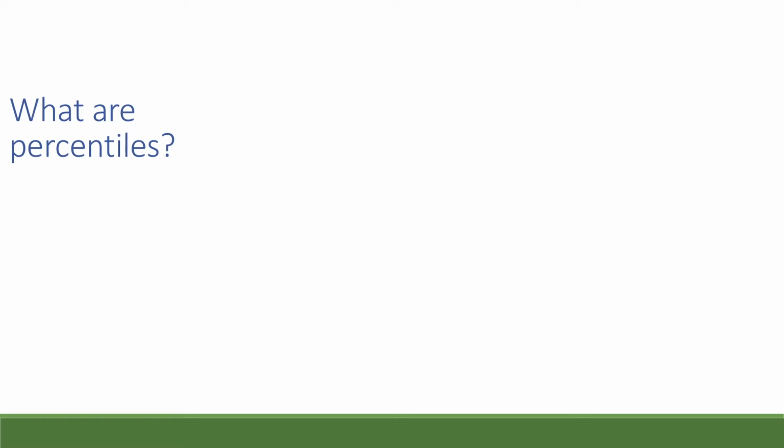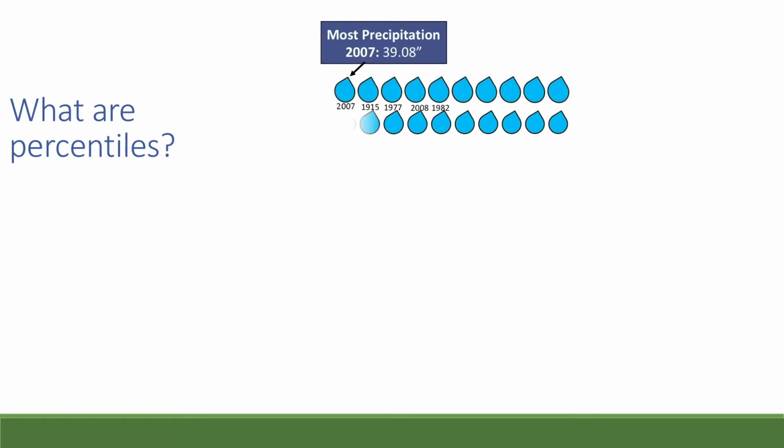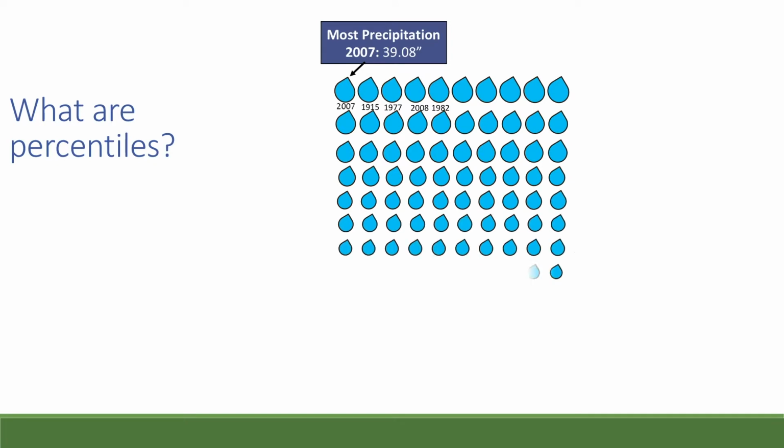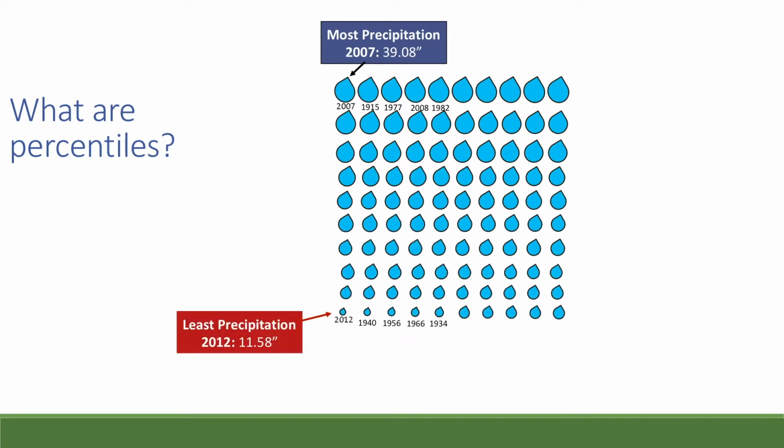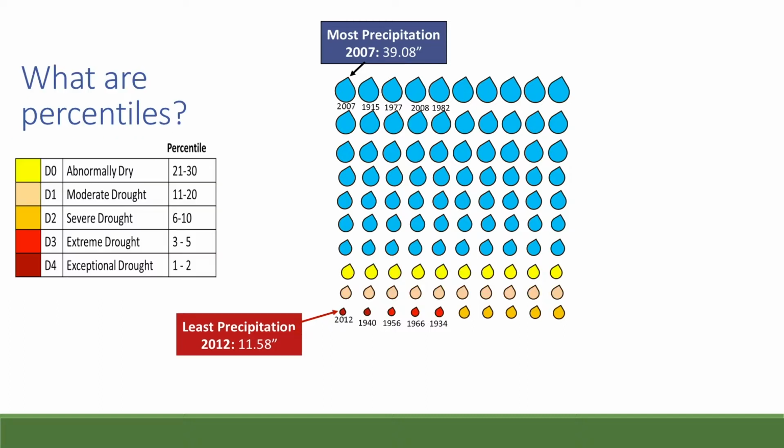So how do these percentiles look? This is just a quick and easy way of getting a visual description. So here's 100 years of precipitation data. The wettest years are shown on top, the driest years on the bottom. So we have the wettest year of 39 inches, the driest year of just over 11.5 inches. So that's our 100 years of data for, this is actually a location in central Nebraska. So when we start looking at these percentiles, these 2 years, if I was considering D4 exceptional drought, my current data would have to fall into those first 2 years.